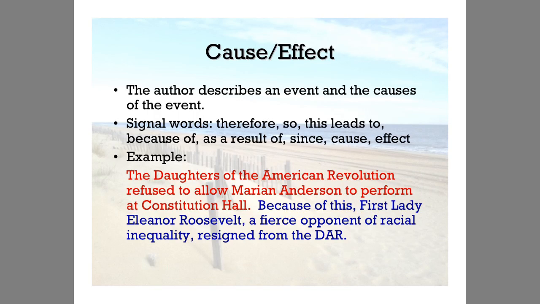Cause-effect is another type of text structure, and as you can imagine from the name, the author describes an event and the causes of that particular event. We can identify this text structure by looking for words like therefore, so, this leads to, because of, as a result of, since, cause, and effect. And sometimes, with cause and effect, you see signal words that are the same as problem solution.